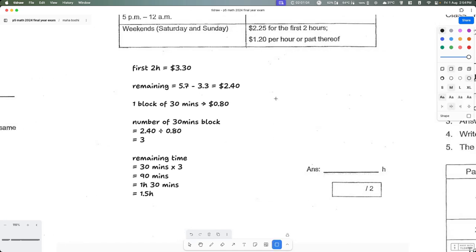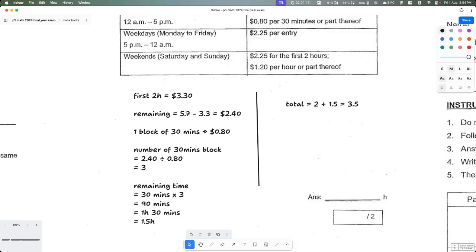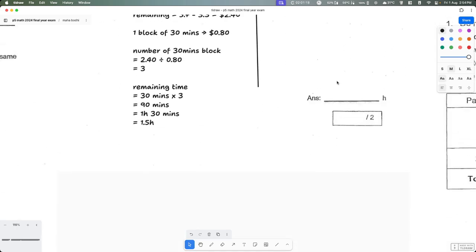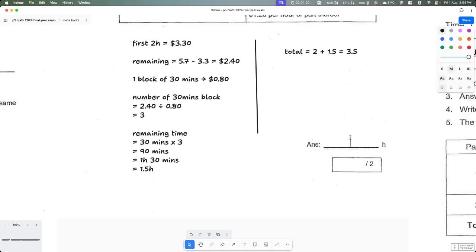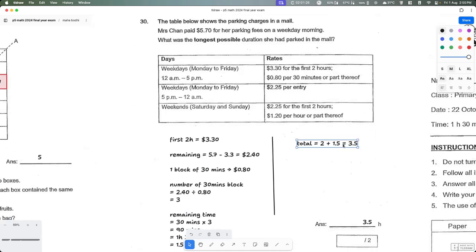So from there, the total, you put a line. The total will be equal to your 2 hours plus 1.5, 3.5 hours. Technically you can put in fractions because they don't really ask. So you can put 3.5 hours, and that's the longest duration.